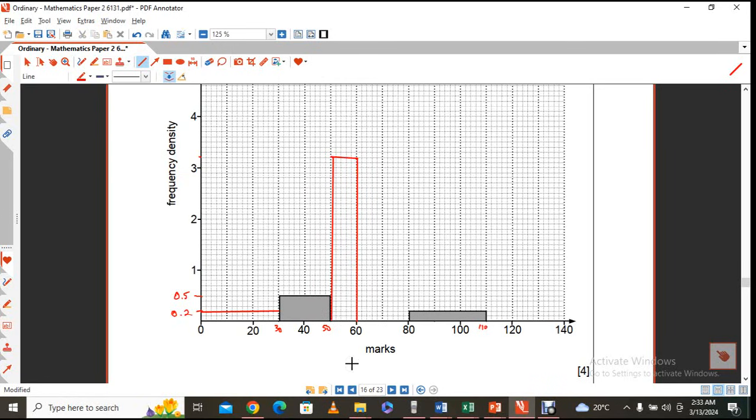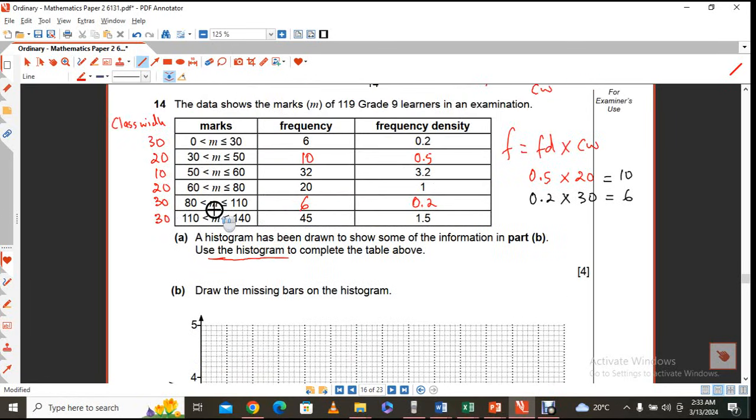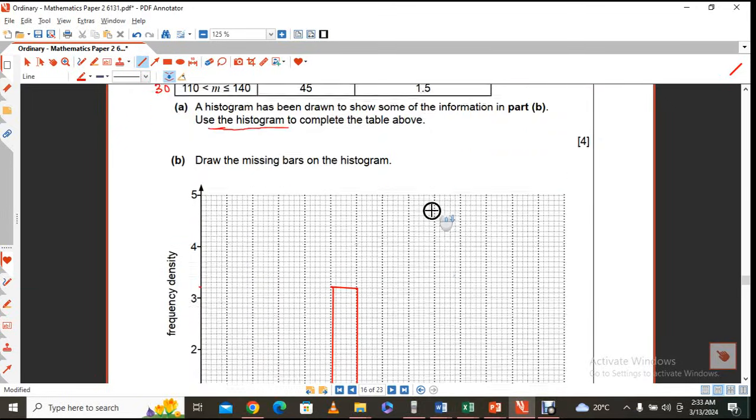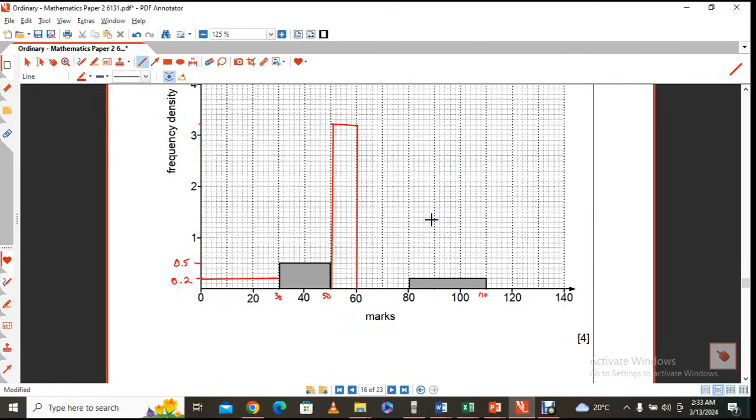The next one is between 60 and 80. Between 60 and 80, the frequency density is 1. So 1 will be somewhere over here. And then that's 1, 2, 3.